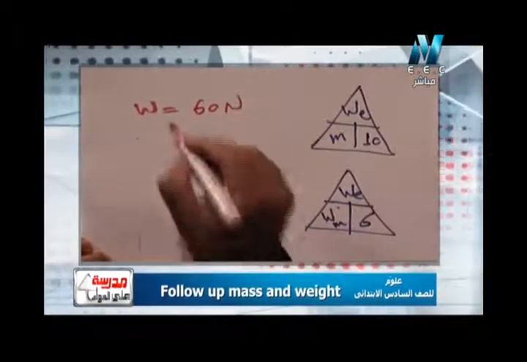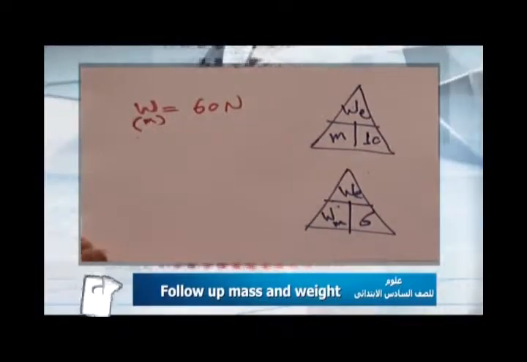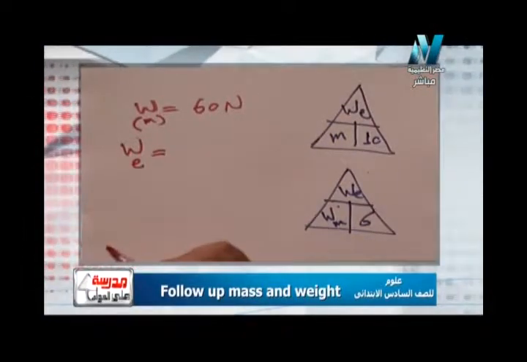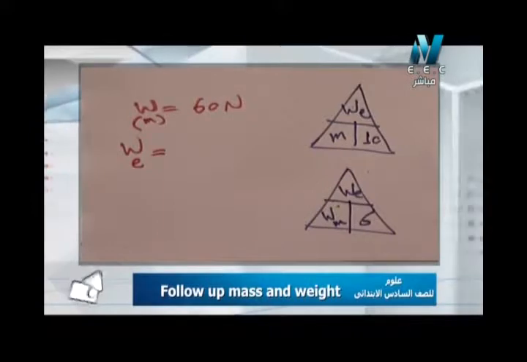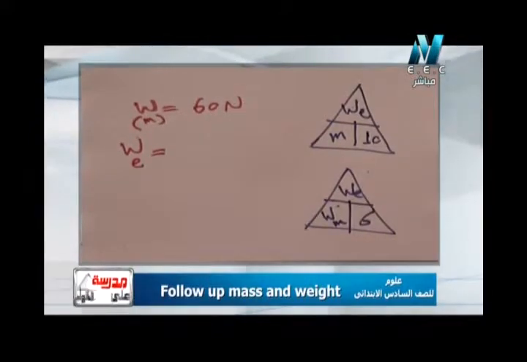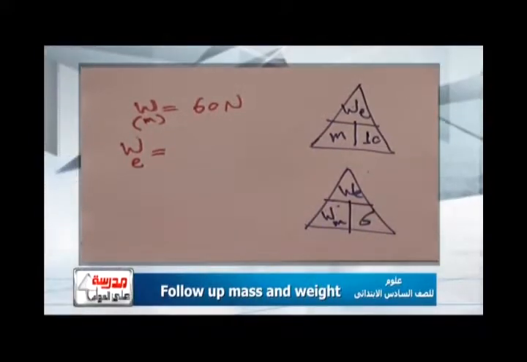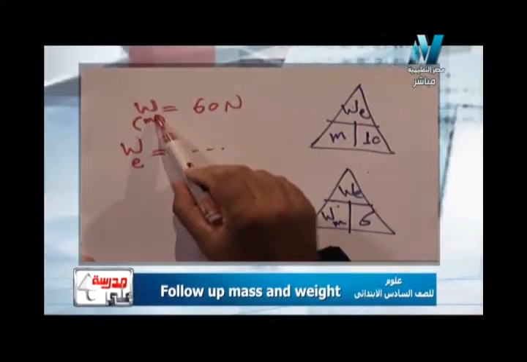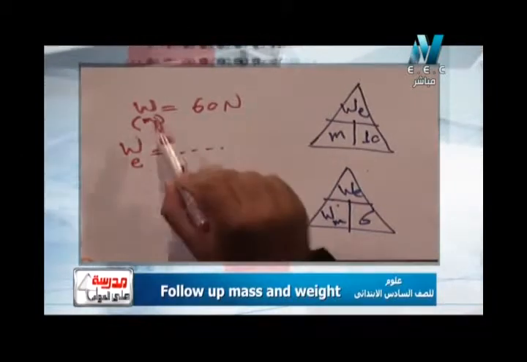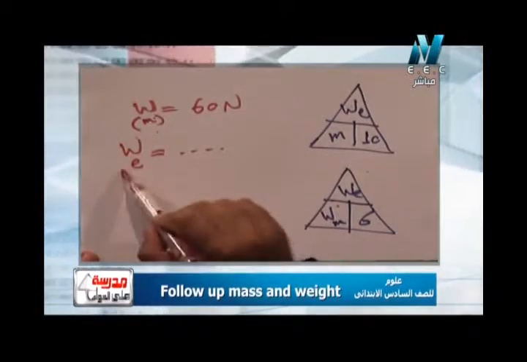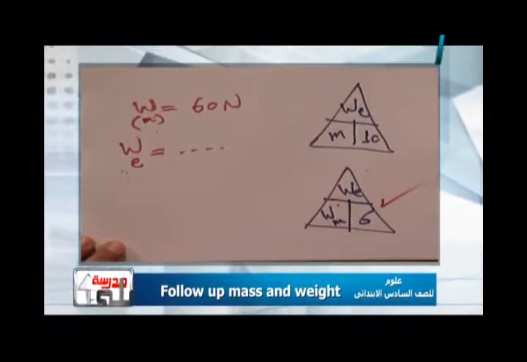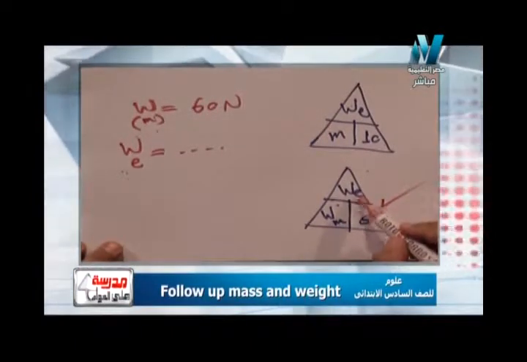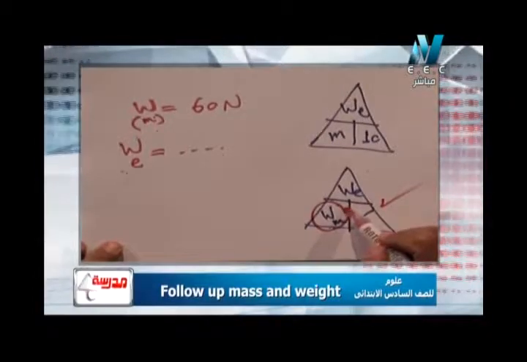So the weight here is on the moon. Look here, the weight is on the moon. So I want to calculate the weight on the earth. Okay. So again, the weight on the moon is 60 Newton, and the weight on the earth I don't know. So which rule will I use? I have weight on the moon and I want weight on the earth. So I have weight and I want weight. So I will use the second rule. Surely. Why? Because I have the weight on the moon here and I want the weight on the earth.